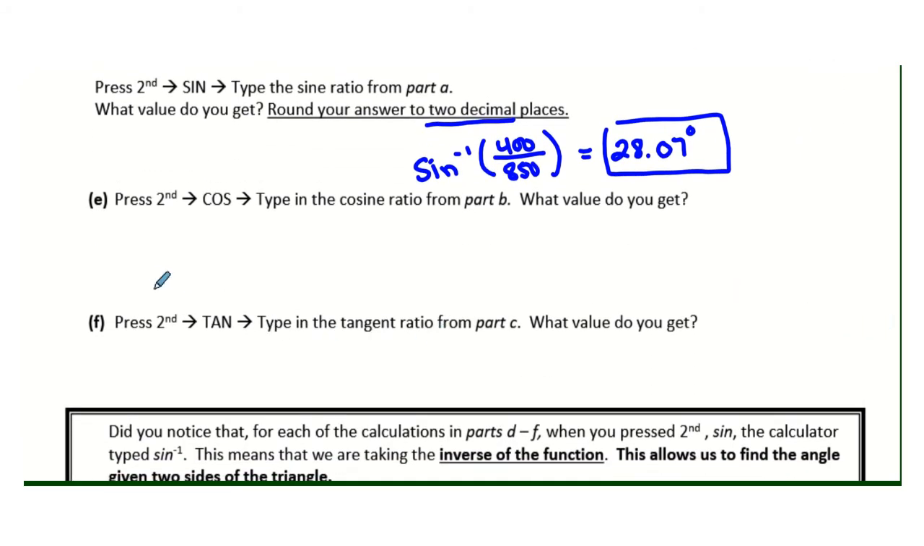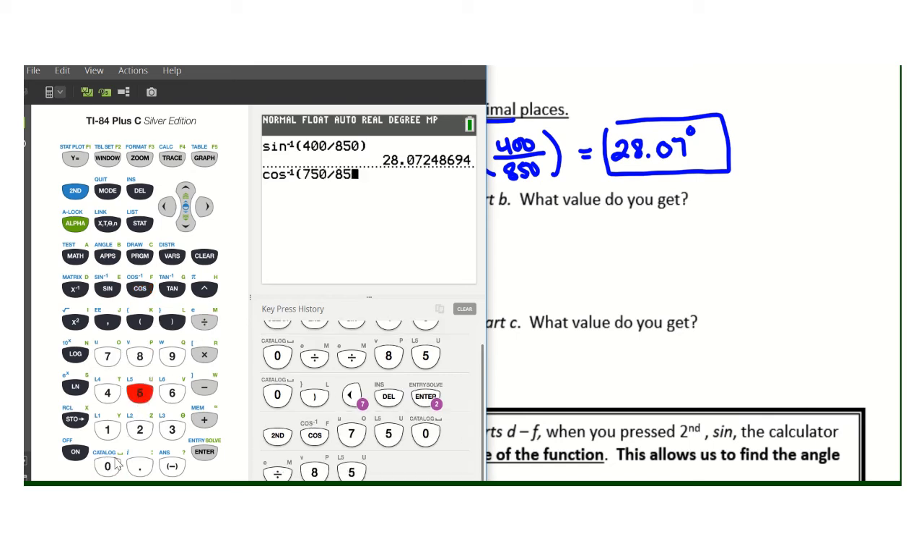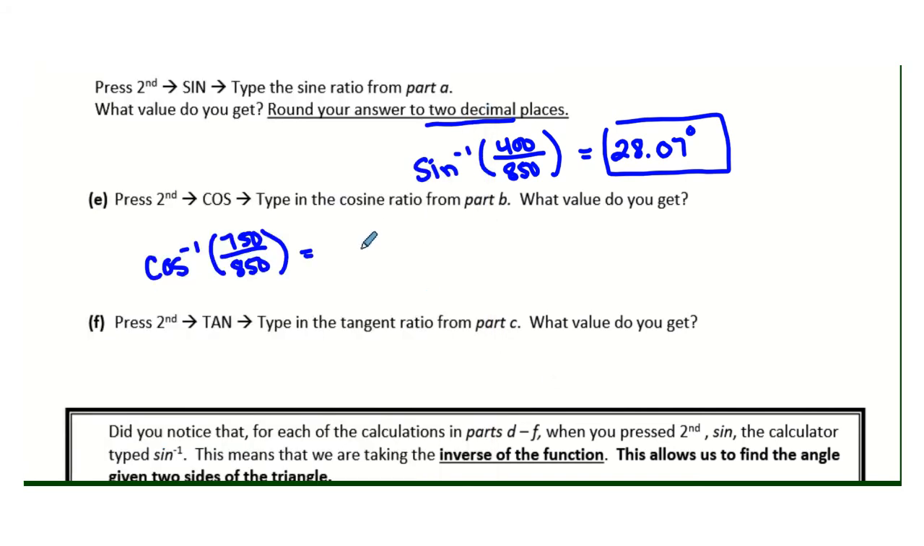Now we want to do the same thing for cosine. So we're going to do the inverse of cosine, and then our cosine ratio that we got on part B was 750 over 850. So now I'm going to do that in my calculator. So second cosine 750 divided by 850. And I get 28.07 degrees.